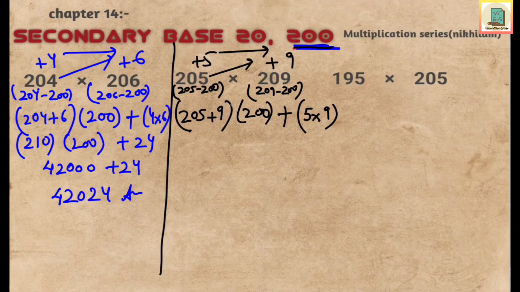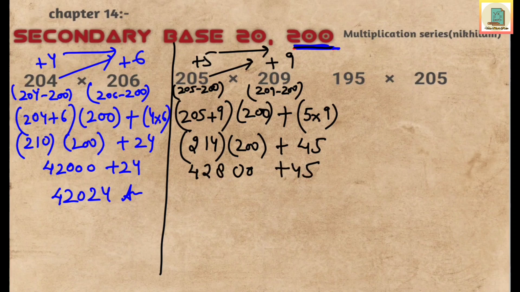So 205 plus 9 gives you 214. Multiply by 200 plus 5 nines are 45. So 214 multiplied by 200 gives you 42800 plus 45, which gives you 42845 as the answer.